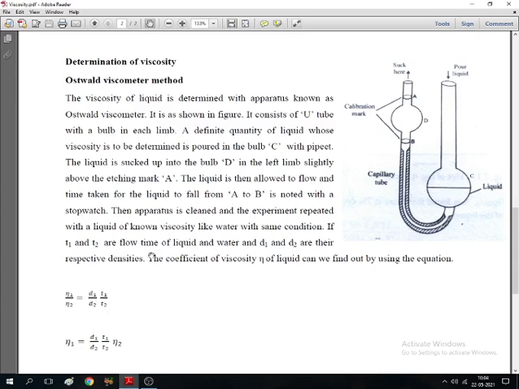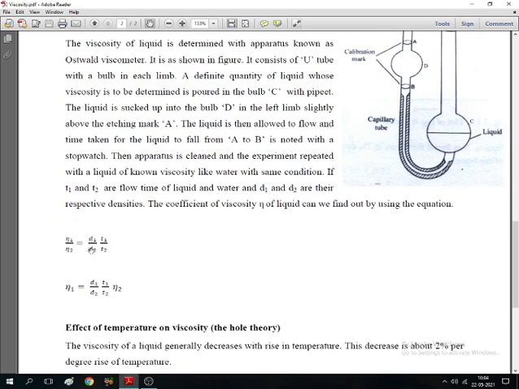If T1 and T2 are the flow times of the liquid and water, and D1 and D2 are their respective densities, म्हणजे D1 हे अननोन लिक्विडची डेन्सिटी आहे आणि D2 हे नोन लिक्विडची डेन्सिटी आहे, म्हणजे वॉटरची. The coefficient of viscosity eta of the liquid can be found out by using the equation. हे जे इक्वेशन आहे याच्या सहाय्याने आपल्याला त्याची विस्कोसिटी काढता येते.